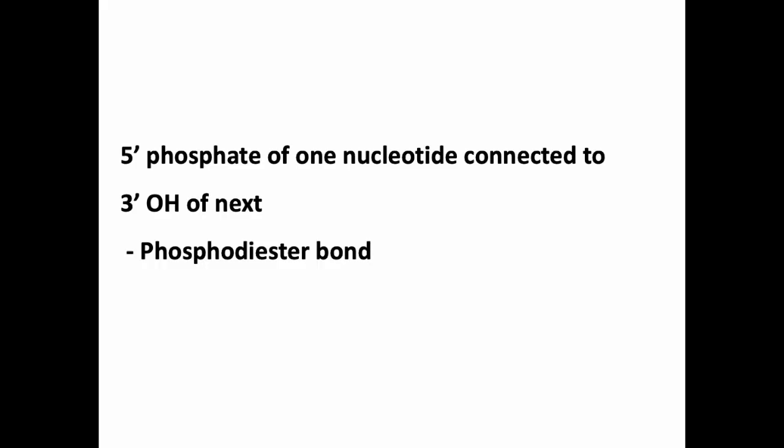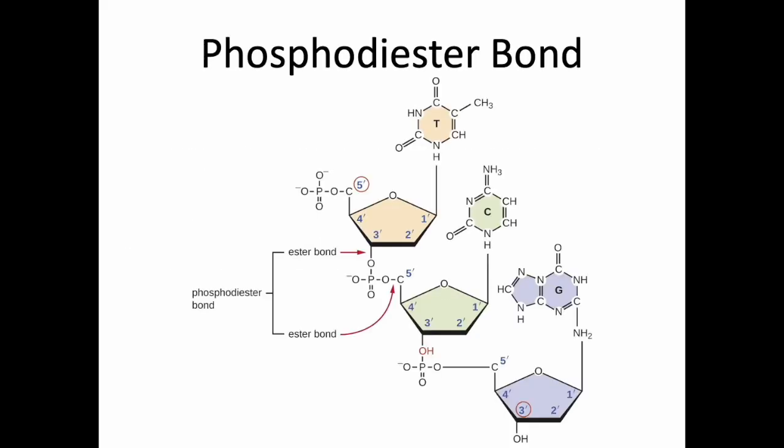The 5' phosphate of one nucleotide is connected to the 3' OH of the next in a phosphodiester bond. This should look familiar to you, and yep, there is the 5' phosphate connected to the 3' OH. 5' phosphate connected to 3' OH. Here's a 5' phosphate, and if we were to continue building this strand of DNA, there would be a 3' OH of a nucleotide that would come in here and become attached to this 5' phosphate.